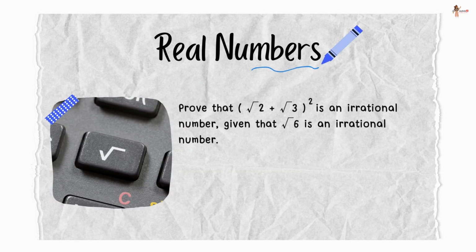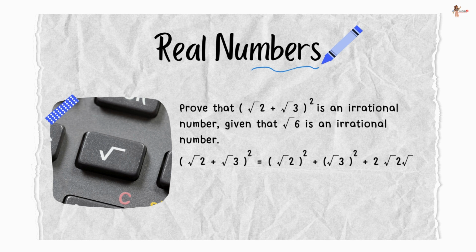Prove that (root 2 plus root 3) whole square is an irrational number. We are given that root 6 is an irrational number. Now, expanding the whole square, we get root 2 square plus root 3 square plus 2 times root 2 times root 3, because (a plus b) whole square we know is a square plus b square plus 2ab. Hence, we get 2 plus 3 plus 2 root 6, which is 5 plus 2 root 6.